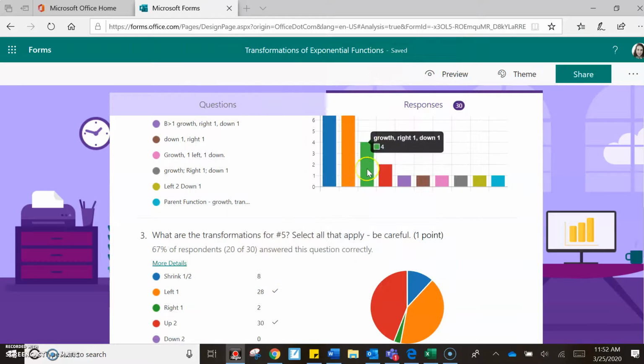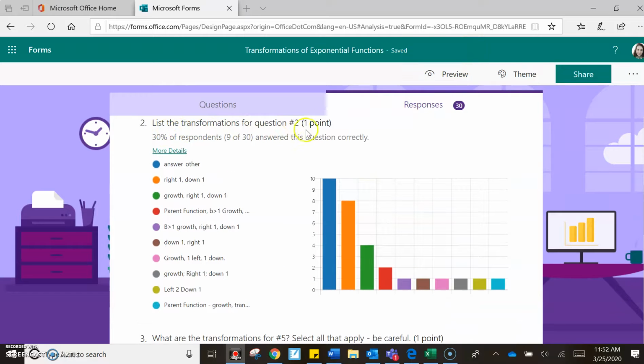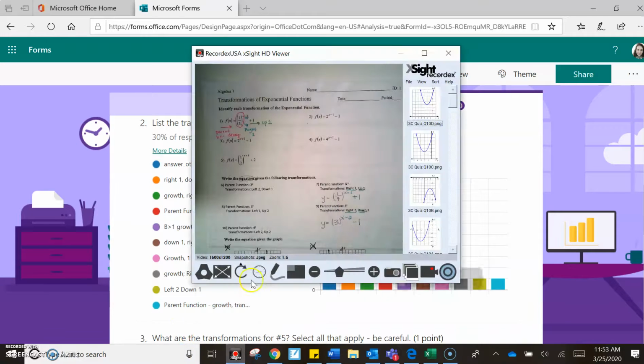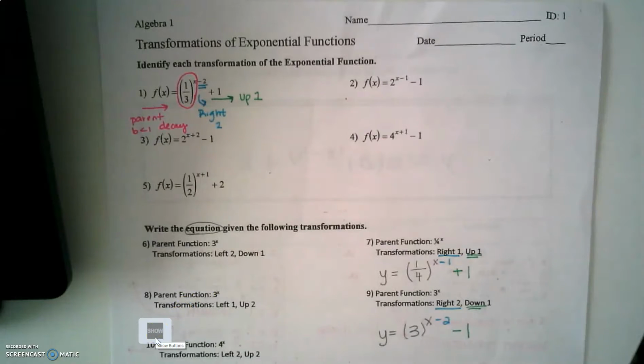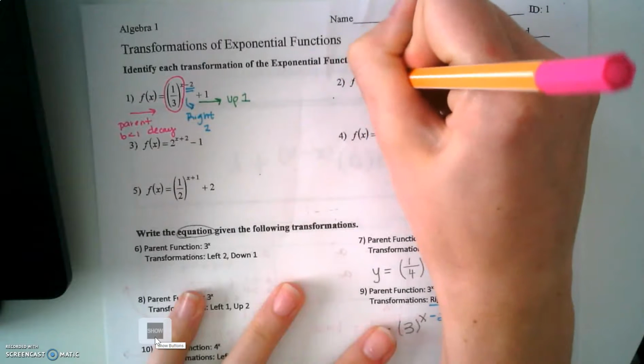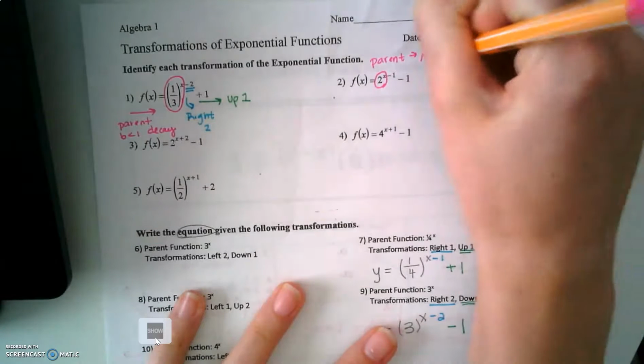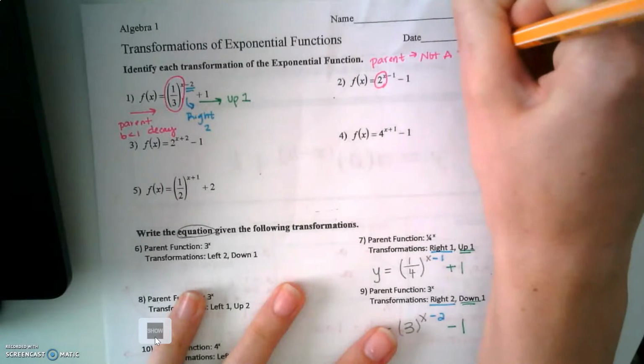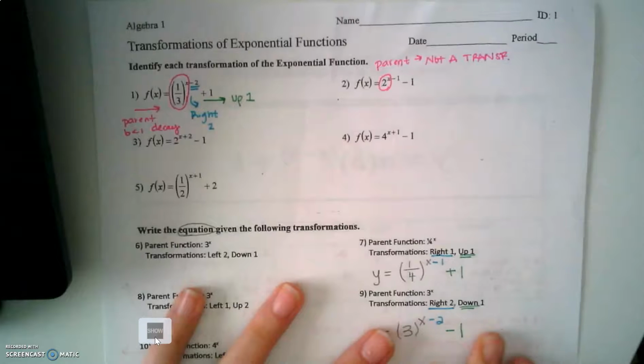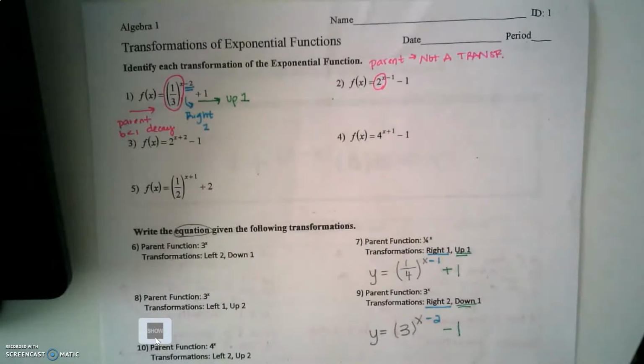I asked you to list the transformations for question number 2. And here are all the different answers that happened here. Okay. Now, what is the correct answer? Because only 9 of 30 of you answered this question correctly. So, in question number 2, yes, this is a parent function, but you were not listening to me when I said it's not a transformation. It is not. It's just letting us know where we are starting from.